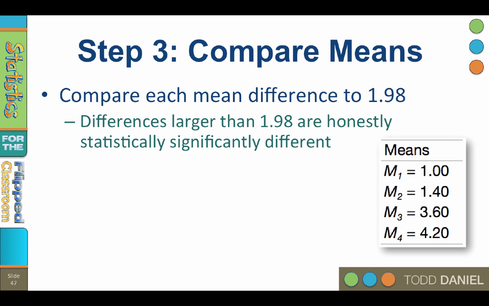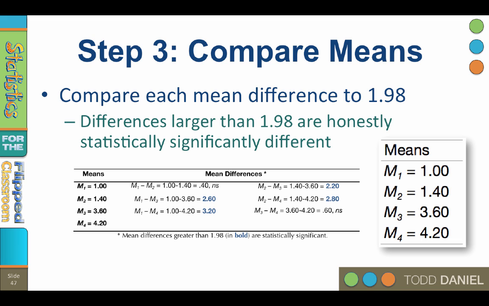So here are the means for each group. We could do some subtracting. For instance, the difference between group 1 and group 2 is 1.4 minus 1.0 or 0.4, not honestly different. But the difference between group 1, mean of 1, and group 3, mean of 3.6, is 2.6. That is honestly different. This table shows how all of the means differ. Mean differences greater than 1.98, in bold, are statistically significant. There are 4 differences out of 6.